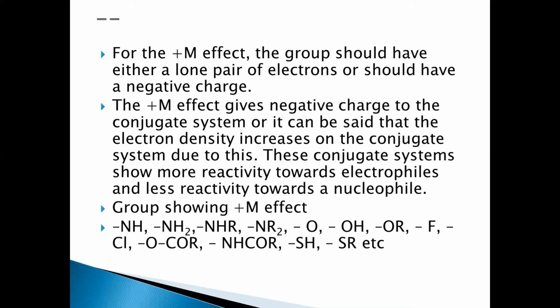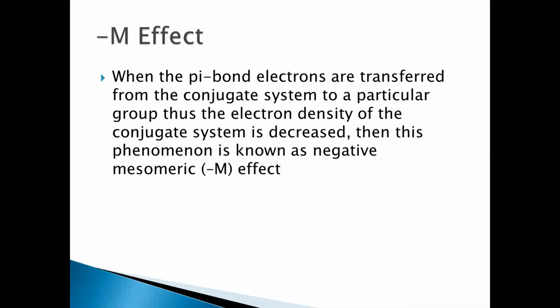For the plus M effect, the group should have either a lone pair of electrons or a negative charge. So the plus M effect gives a negative charge to the conjugate system. Hence, they become more reactive towards electrophiles, and these are the groups which produce the plus M effect.